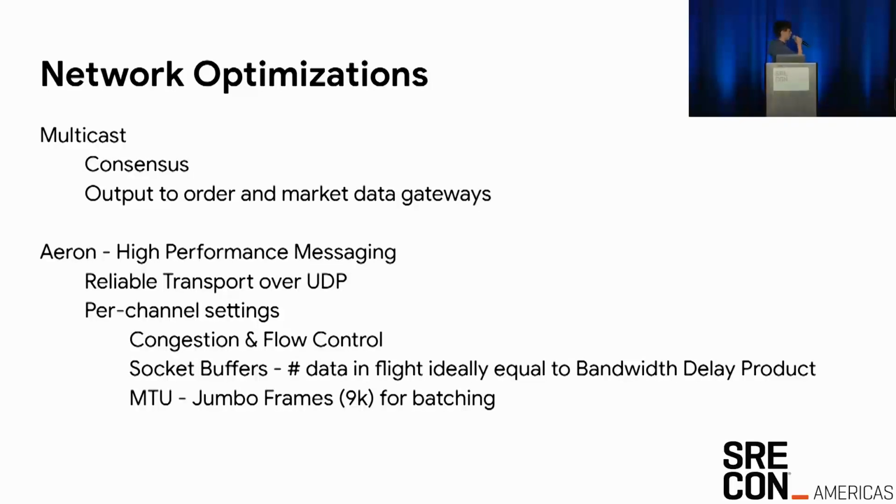Our messaging and middleware is based off of Aeron. It's high-performance messaging, implementing reliable transport over UDP. You can modify some settings to implement congestion control and flow control. To optimize for throughput, you can set your socket buffer sizes so that the amount of data in flight on the network is equal to the bandwidth delay product between 2 machines. And you can set your MTU sizes higher, up to 9K, to have more natural batching for throughput.